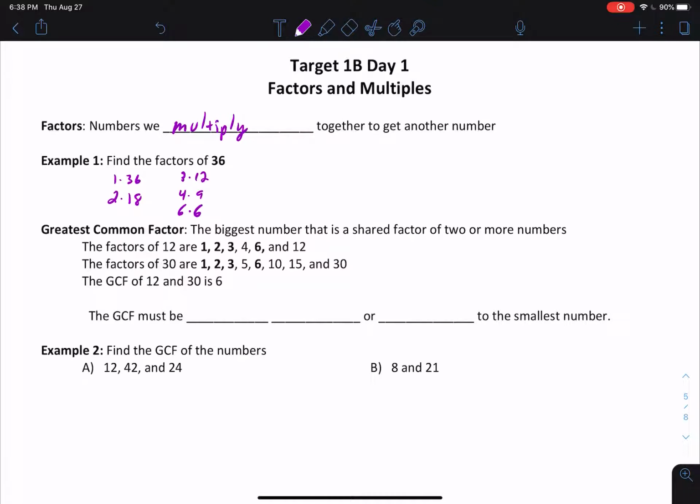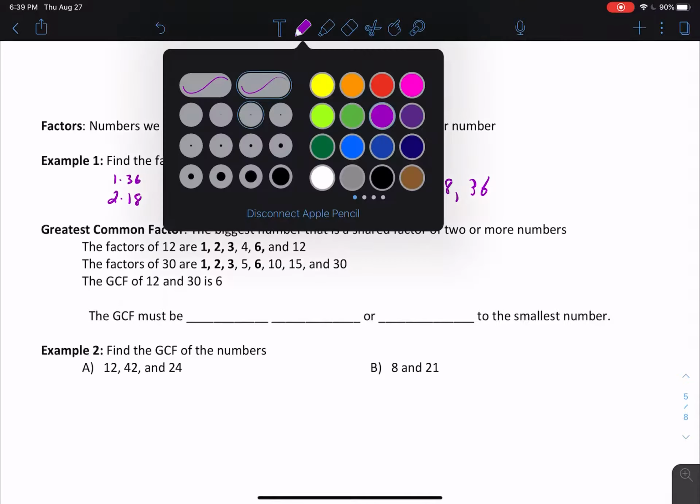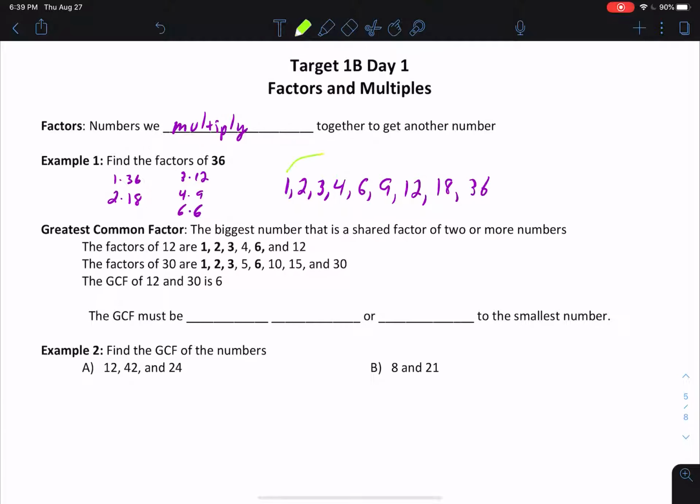And then we start repeating ourselves. So those are all the numbers that we can multiply together in order to get 36. So the factors of 36 are all those numbers. And I'm just going to list them in order. 1, 2, 3, 4. And then we got 6, 9, 12, 18, 36. And you'll see there's this nice little pattern to connect them. 1 times 36, 2 times 18, 3 times 12, 4 times 9, and then 6 times itself. All right, so those are factors.